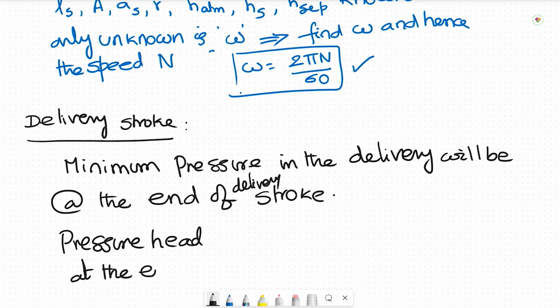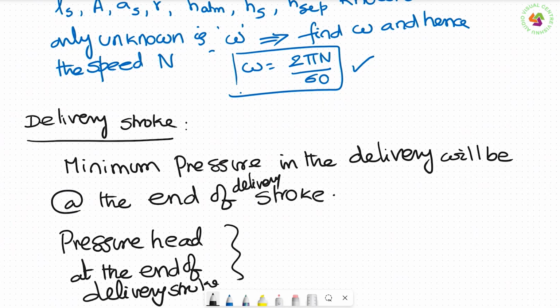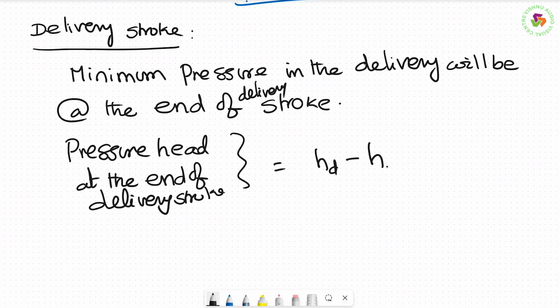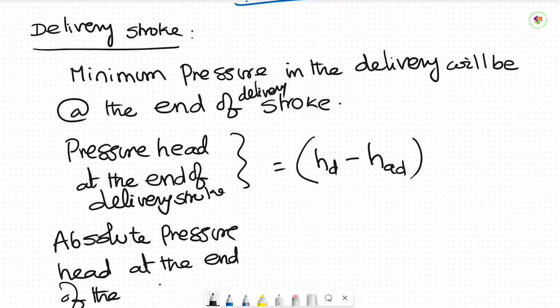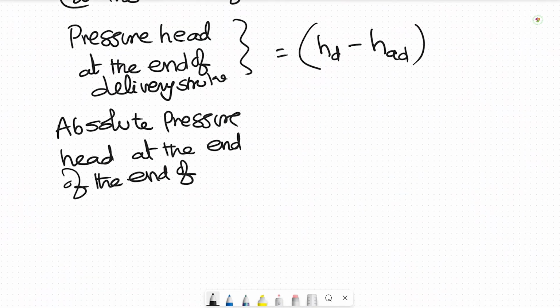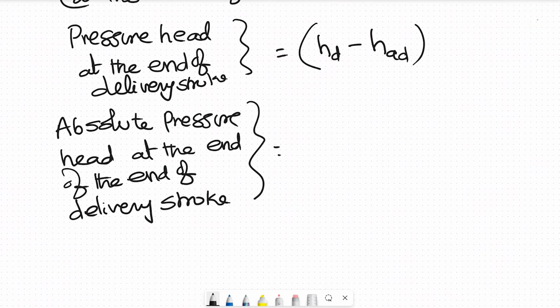At the end of delivery stroke, it is equal to HD minus HAD. Absolute pressure head at the end of delivery stroke is equal to H atmosphere plus, because it is above atmospheric pressure head, HD minus HAD.